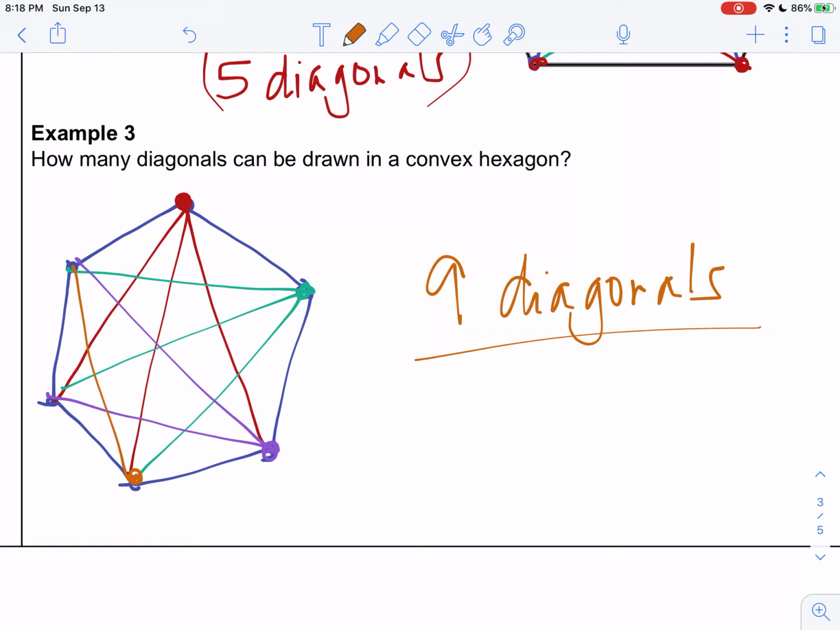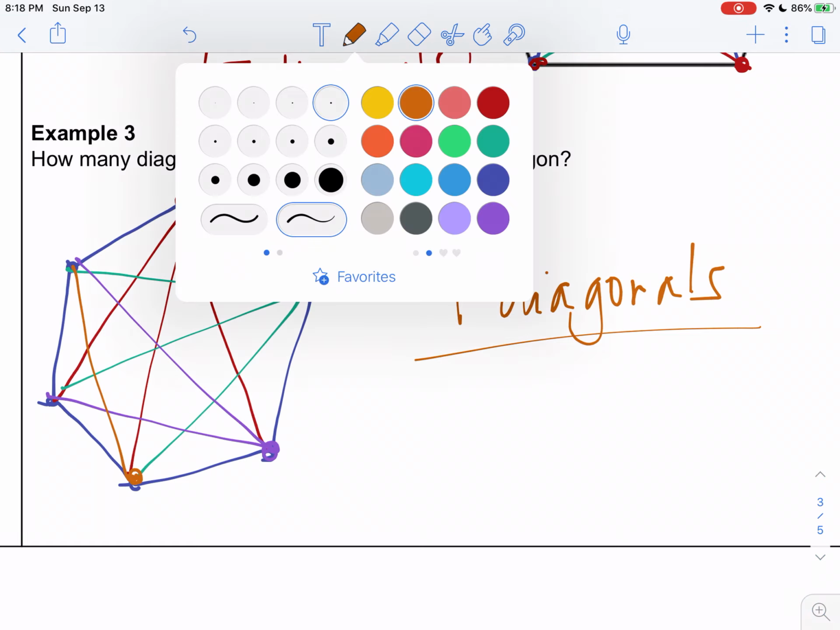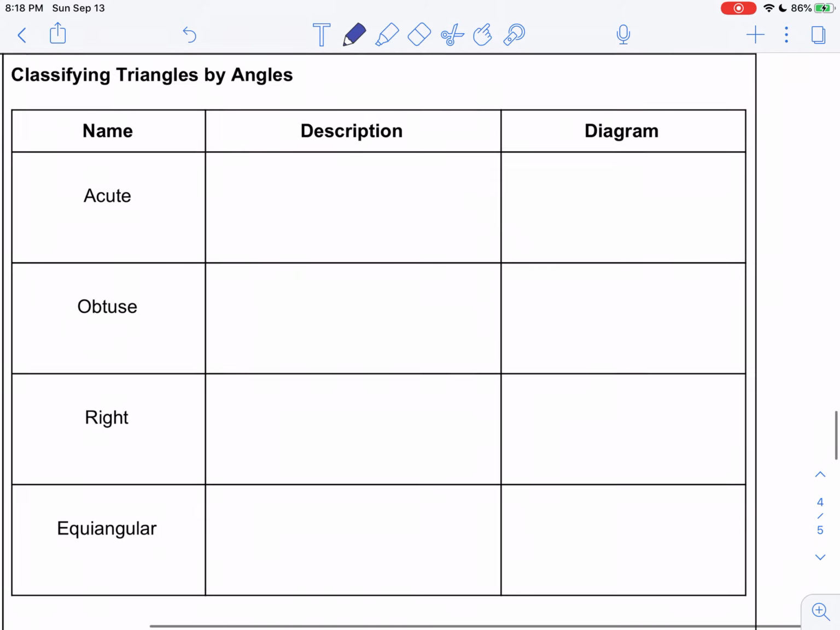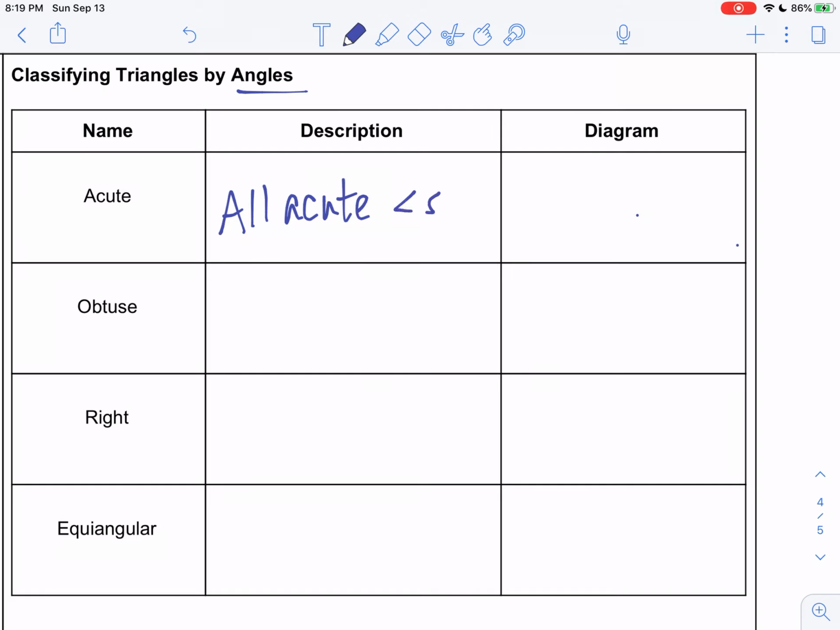All right, cruising along here, we're going to do some more vocab. When we classify triangles, one way to talk about their characteristics is by their angles. If we are going to have an acute triangle, it's going to have all acute angles. And remember, acute angles are less than 90. So here's an example of an acute triangle.